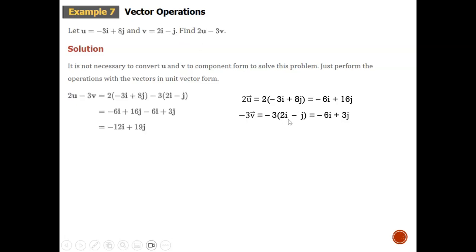Again, we distribute the scalar, the negative 3. Negative 3 times 2i will give us negative 6i. And negative 3 times negative j will give us a positive 3j. You see, they're aligned vertically, so it's easier to do. Negative 6i minus 6i will give us negative 12i. And 16j plus 3j will give us the 19j. Okay? And again, guys, like I tell my students, it's easier to do it vertically, and there's less of a chance for you to make a mistake.